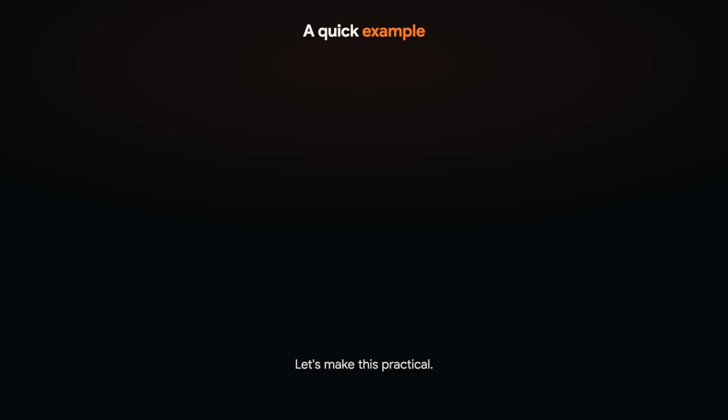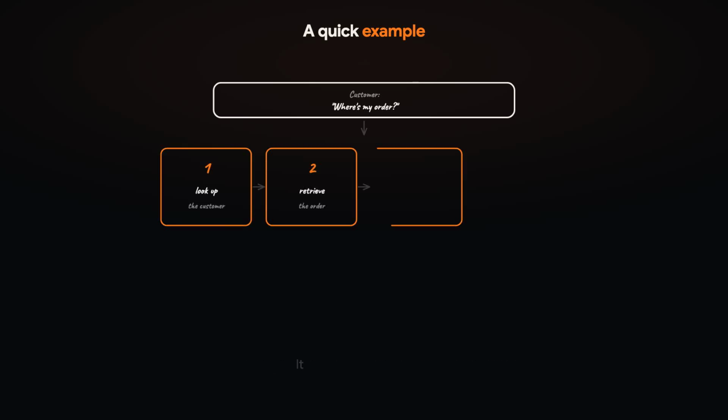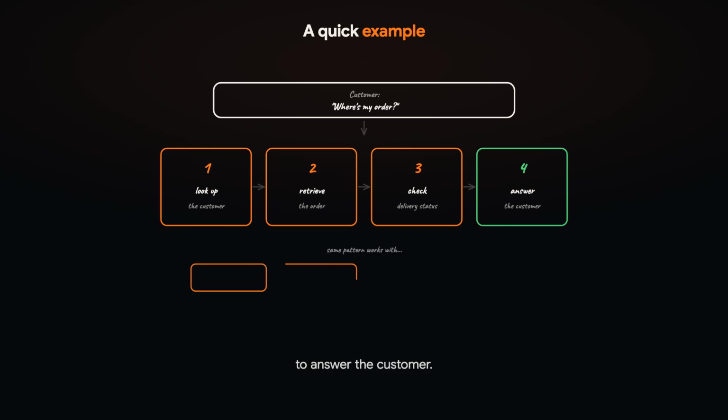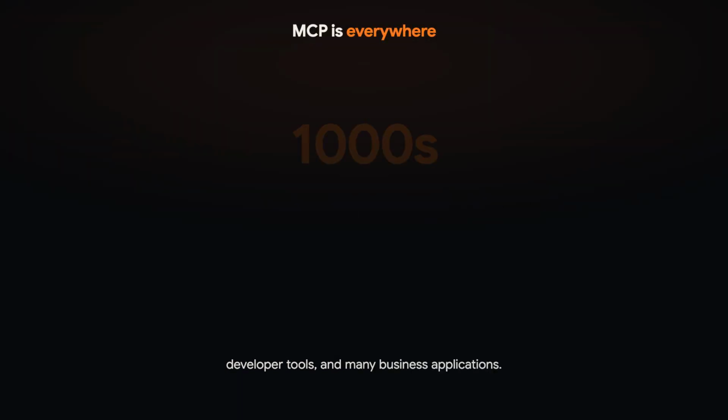Let's make this practical. Imagine you have an AI assistant helping with customer support. A customer asks where their order is. The AI needs information it wasn't trained to know. Through connected tools, it can look up the customer. It can retrieve the order. It can check the current delivery status. Then it can use that real information to answer the customer. The same pattern can work with documents, databases, developer tools, and many business applications.